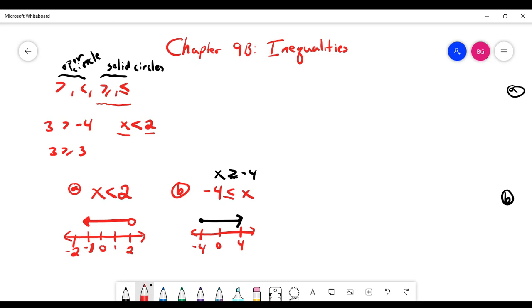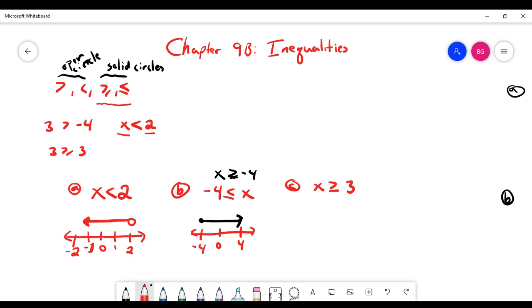All right, so let's go with C here. This time, what I'm going to do is I'm going to write one up here. I want you to pause the video after I write it on the screen, and I want you to try and create the number line for this one. So let's go with x is greater than or equal to 3. So I want you to pause the video and try to make the number line for this inequality.